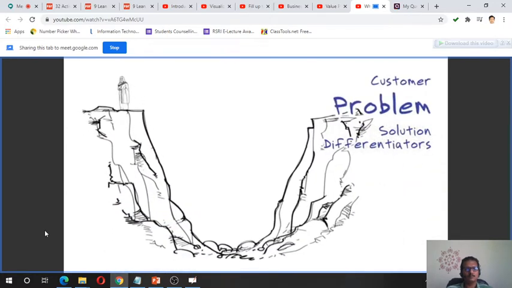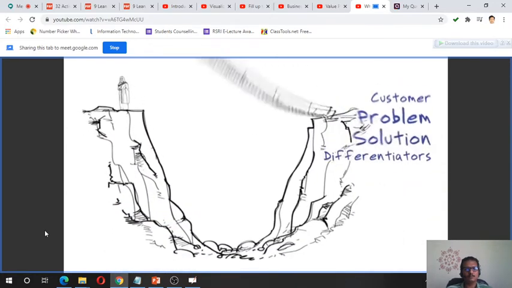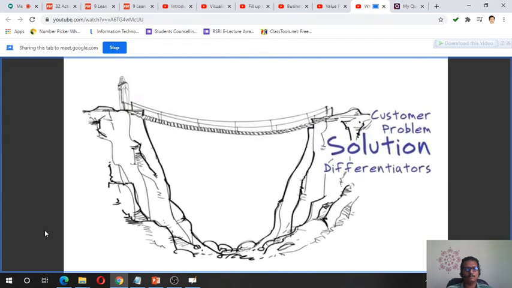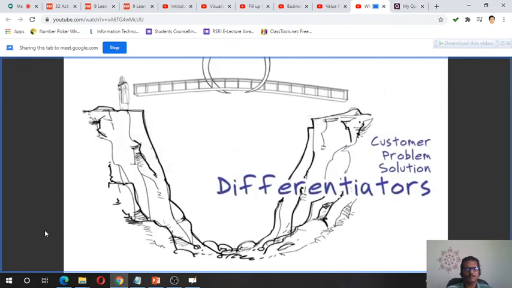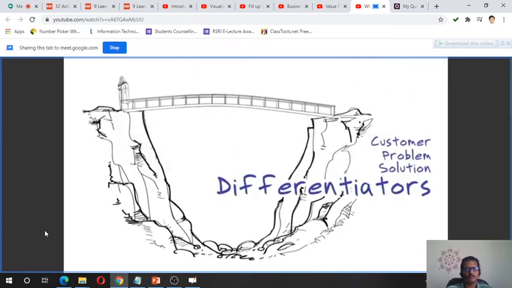What problem are you solving for this customer? 3. What is your solution, and how is it solving the problem? And 4. What are your differentiators? How is your solution better than what's already out there?